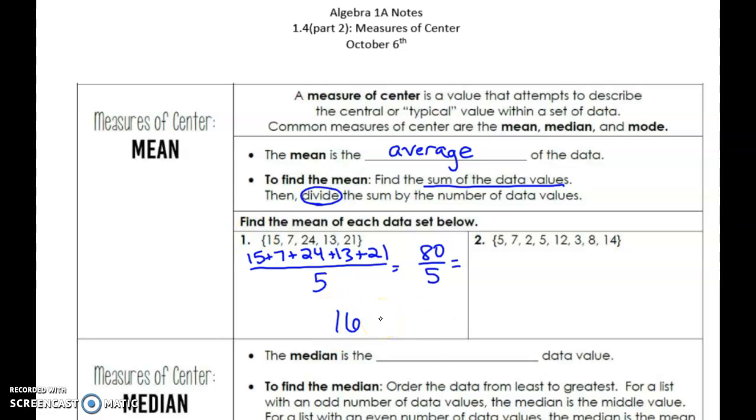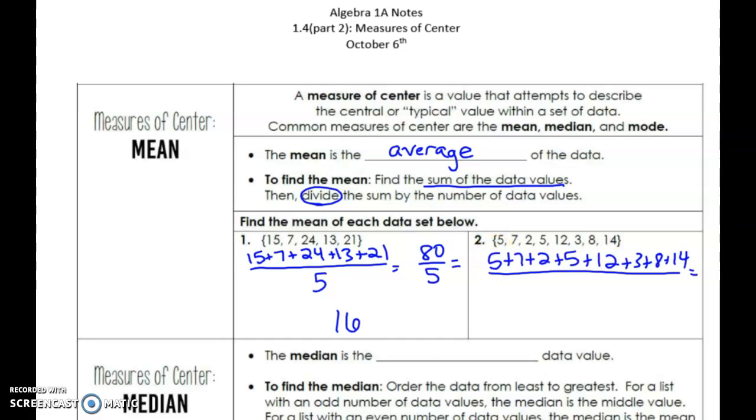So if you think of this as points per game, you could think 15 points in the first game, 7 points in the second game, and so on. But about how many points did I score per game this year? It'd be 16 points per game. Okay, why don't you pause it and try number 2.